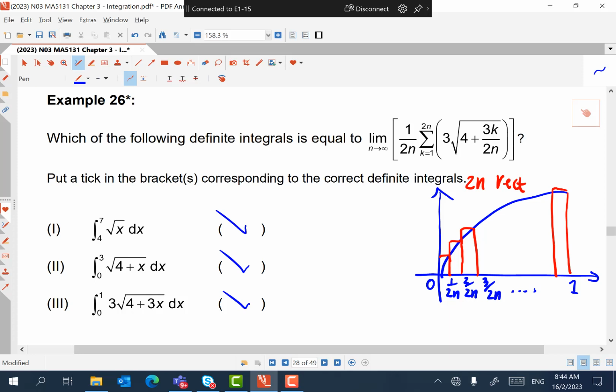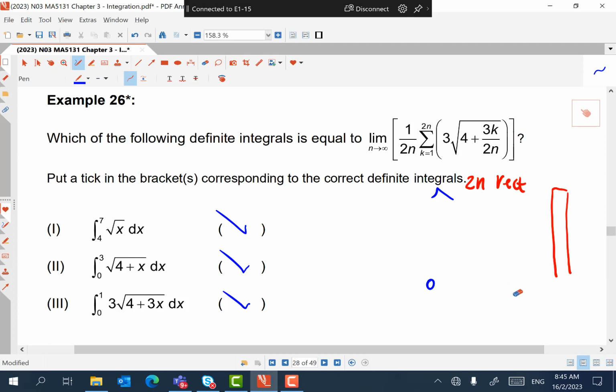Okay, I made a mistake, no? I made a blunder. I have to redraw my diagram because it's not from 0 to 1. I was too presumptuous. The good thing is I'm doing this on the digital platform, so I can always redraw. Nice, right?